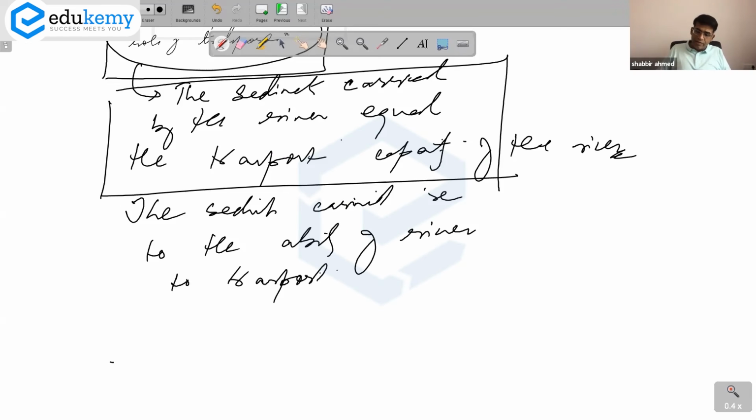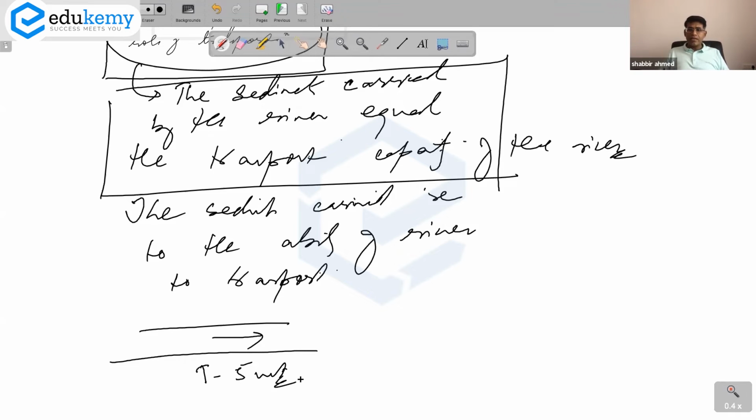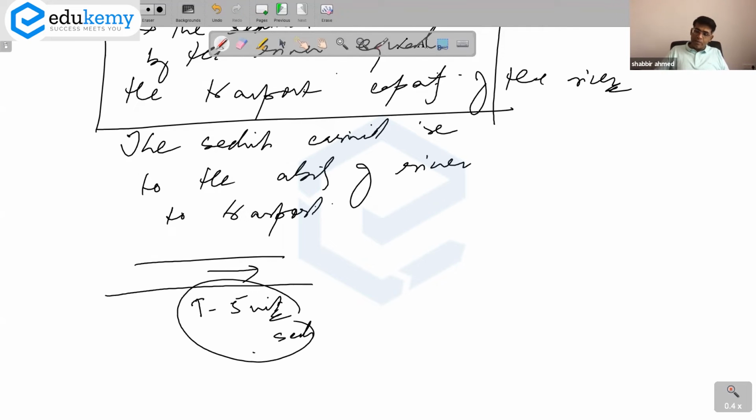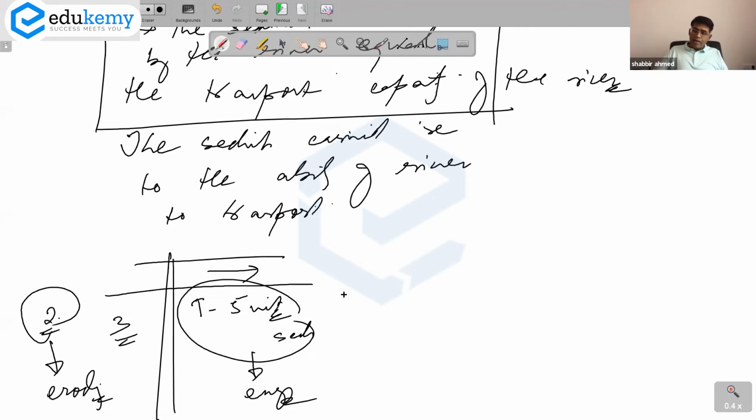Basically, imagine this is a river. Say the transportation capacity of the river is 5 units of sediment. Transportation capacity is dependent on the energy of the river. If the sediments to transport are 3, then 2 units of energy are not used, so this 2 will start eroding. But if the transportation capacity is 5 and the sediments that we have are 9, then 5 will be transported and 4 will be deposited.